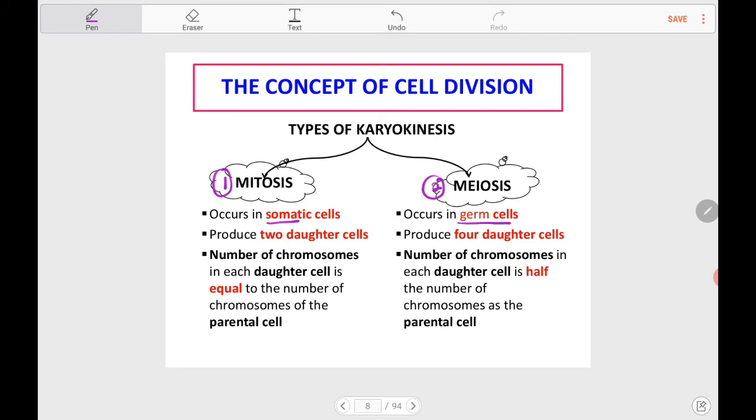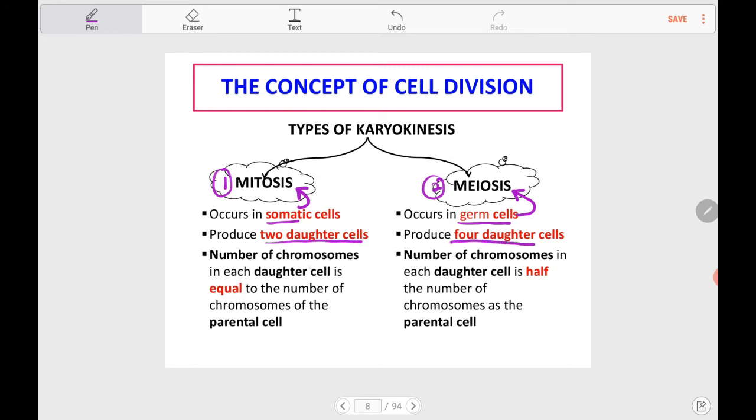So a germ cell is any cell in our body that can undergo meiosis. So that is the difference between a germ cell and somatic cell. Basically, somatic cell adalah any cell that can undergo mitosis. But germ cell is any cell that can undergo meiosis. During mitosis, it will produce 2 daughter cells. But meiosis, it will produce 4 daughter cells.